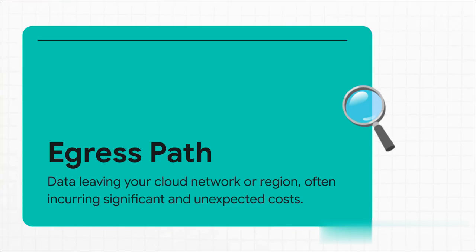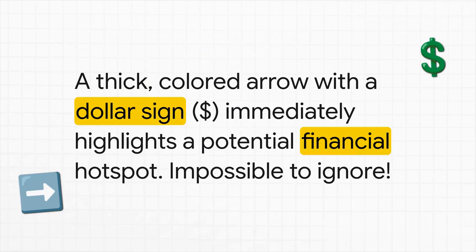This is probably one of the most common causes of cloud bill shock. Anytime data moves out of your cloud network, or even just between different regions, chances are there's a cost tied to it. It's so easy to overlook during the design phase, but man, it can be financially devastating. So the solution is to make these costs impossible to ignore. You just add a big, thick arrow and a $ sign. That's it. Suddenly, you've highlighted a major financial hotspot. Now, anyone looking at this diagram knows, hey, data leaving this point costs us money.